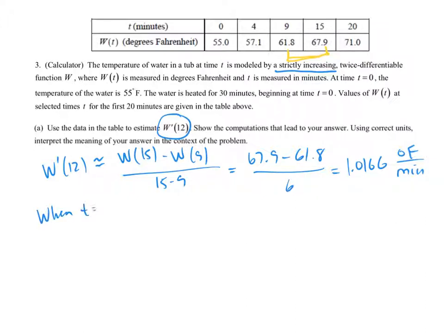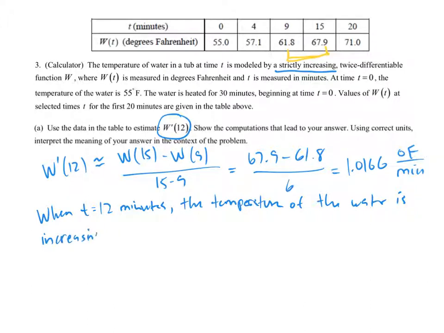I'm going to say when t is equal to 12 minutes, the quantity W of t, which measures the temperature of the water, is increasing. And the reason I can say that it's increasing was because my answer for W prime of 12 was positive, at a rate of 1.0166 degrees Fahrenheit per minute.